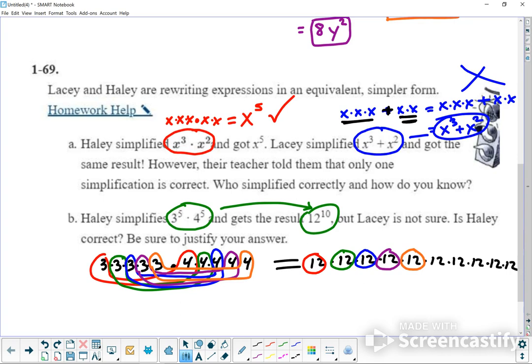So 3 to the 5th times 4 to the 5th is actually 12 to the 5th power. And that's not the same as 12 to the 10th power. You can cross that out. Because there's 12 and there's 5 of these, and then this right here gives you 12 and there's 10 of those. So you got to write something. I'm not going to write it for you, but you got to write something down.